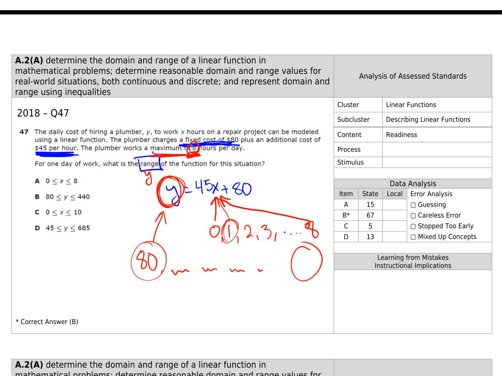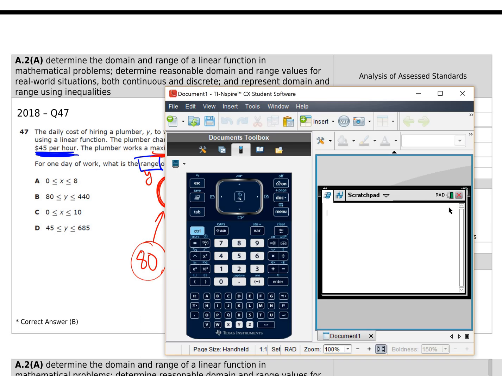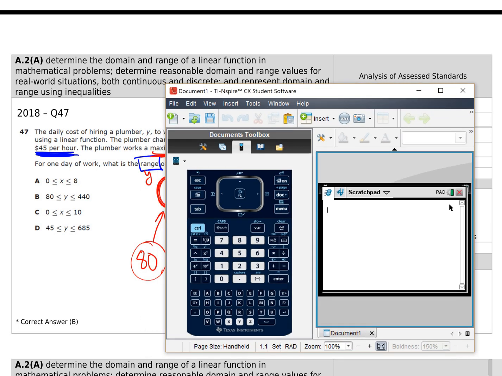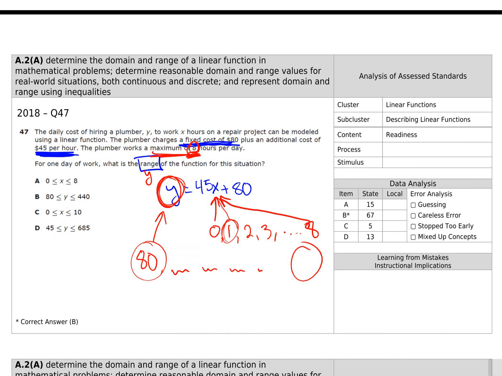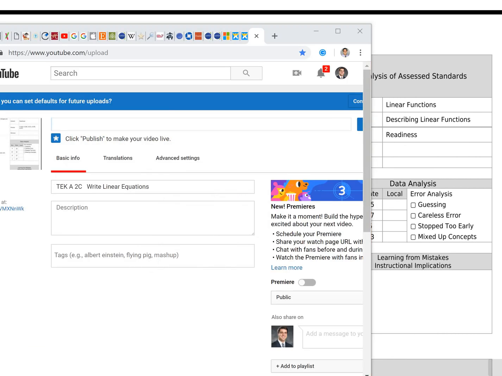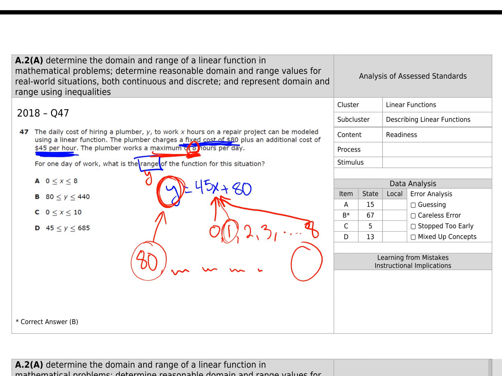We end up getting 8 times 45, and if you can't do that in your head, you get your calculator. 8 times 45, hit enter. We get 360. So that's 360 plus 80. 360 plus 80, 440.